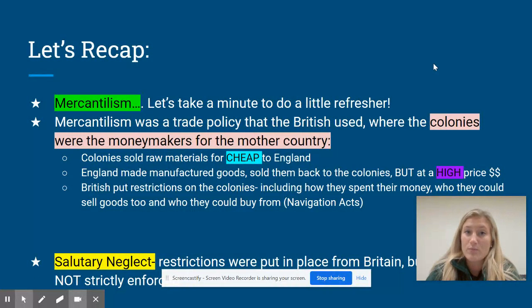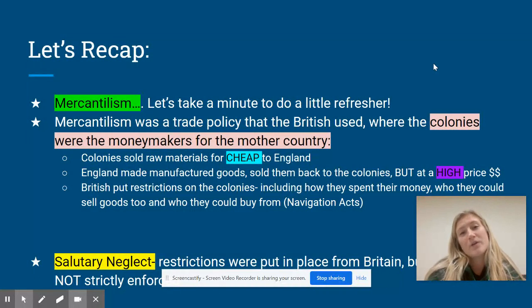Throughout this mercantilism practice, we see that the colonies sold raw materials to England for cheap, okay? So very low prices. So tobacco, lumber, fish, whatever it may be, they sold these products to England for low prices. England then took these raw materials and made them into manufactured goods and then sold them back to the colonies, but they increased the price. So now the colonists had to pay very high prices for these goods. Doesn't seem very fair.